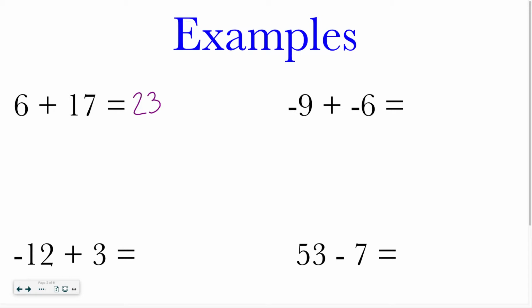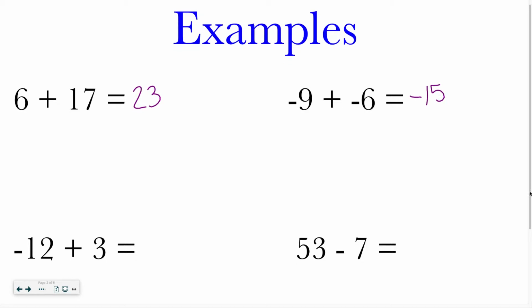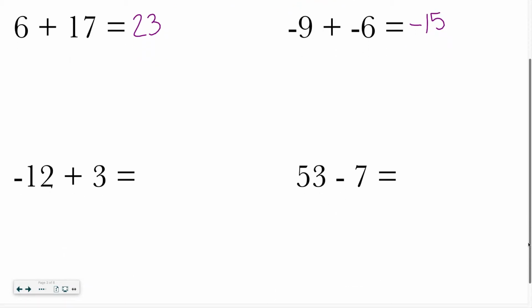Okay, and if I move over to the right, I have negative 9 plus negative 6. These are both negative numbers, so since the signs are the same, I can add my numbers together normally and just put a negative sign in front because I know it's going to end up negative. So I already wrote down my negative symbol, and then 9 plus 6 is 15. So my answer, negative 9 plus negative 6, is negative 15.